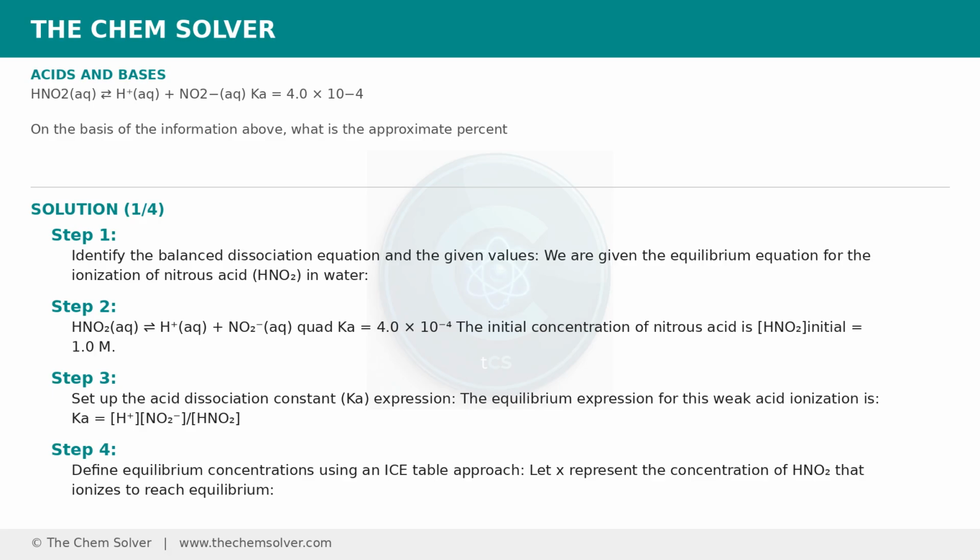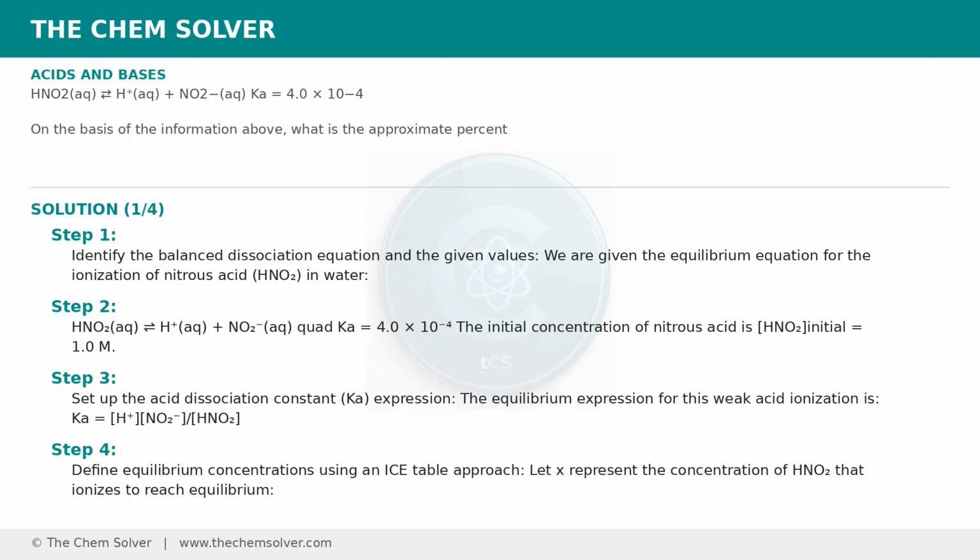The initial concentration of nitrous acid, HNO2 initial, equals 1.0 molar. Set up the acid dissociation constant, Ka, expression. The equilibrium expression for this weak acid ionization is Ka equals [H⁺][NO2⁻] over [HNO2]. Define equilibrium concentrations using an ICE table approach.